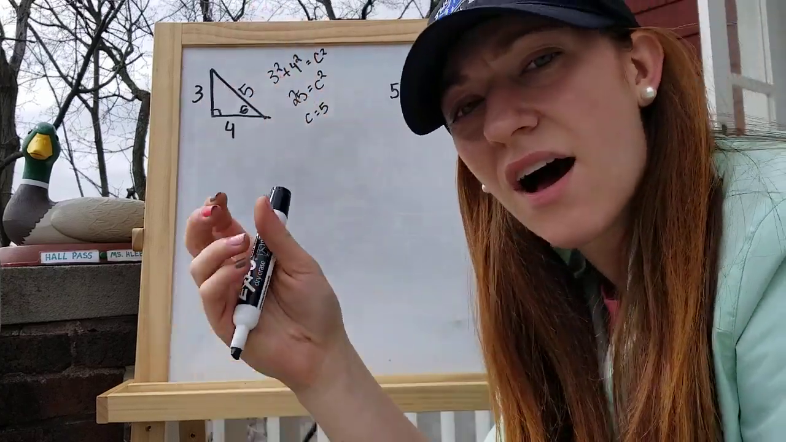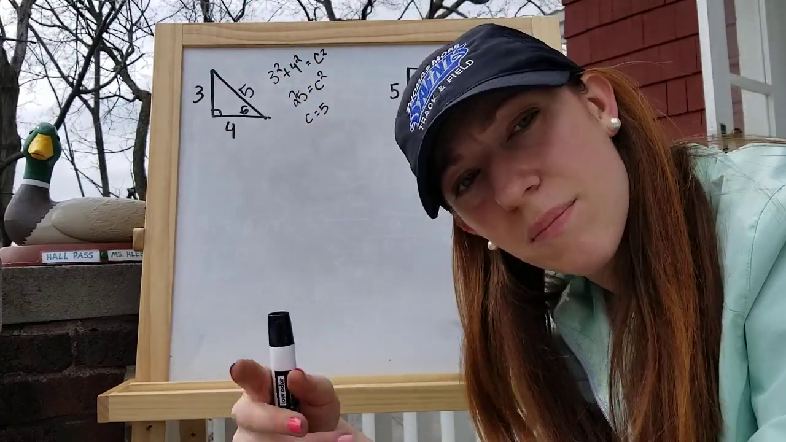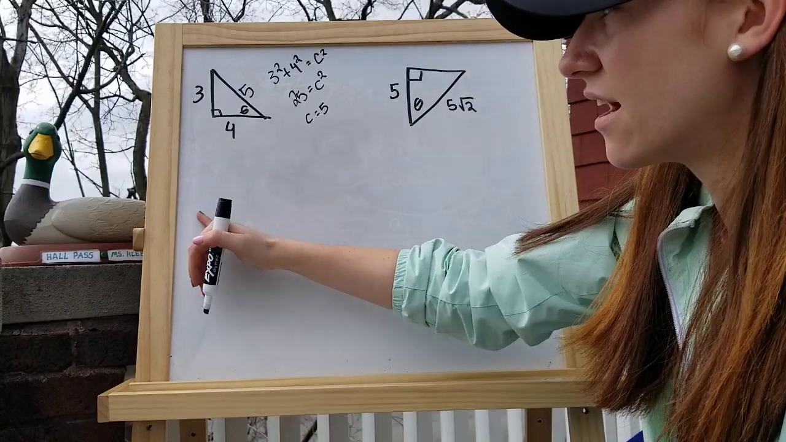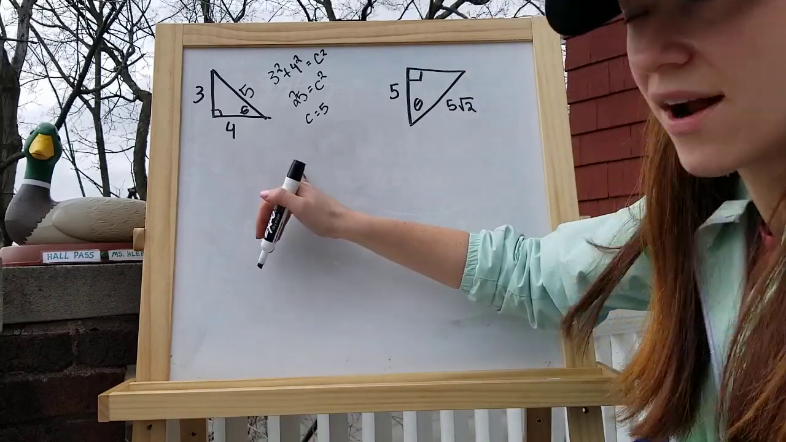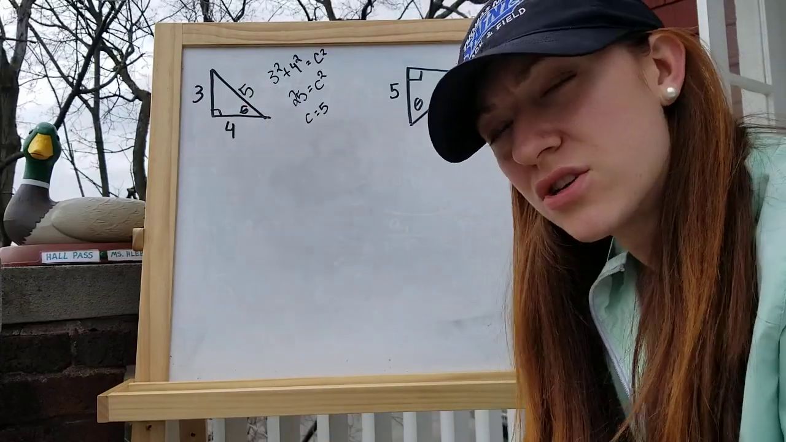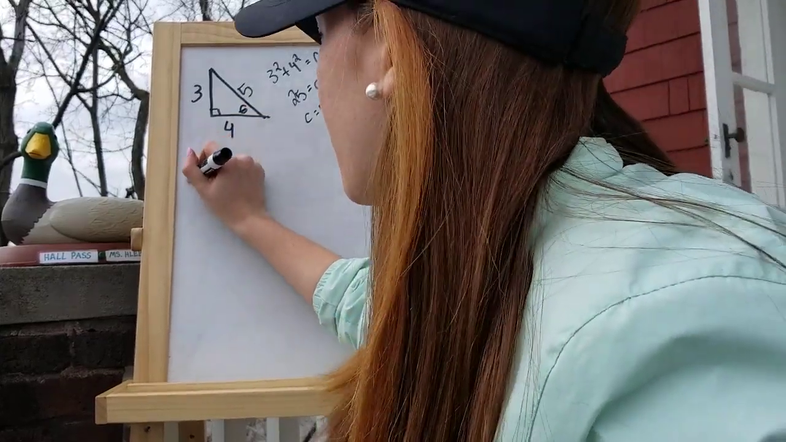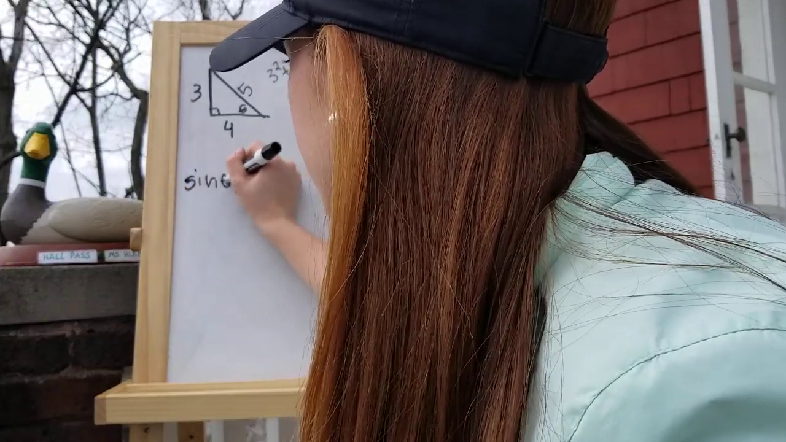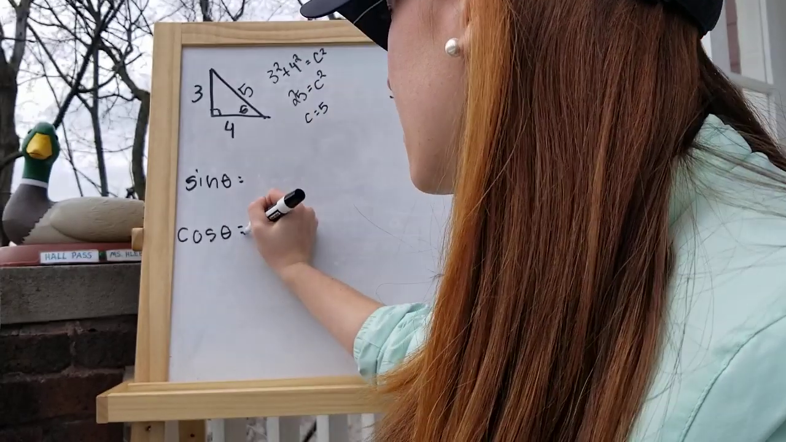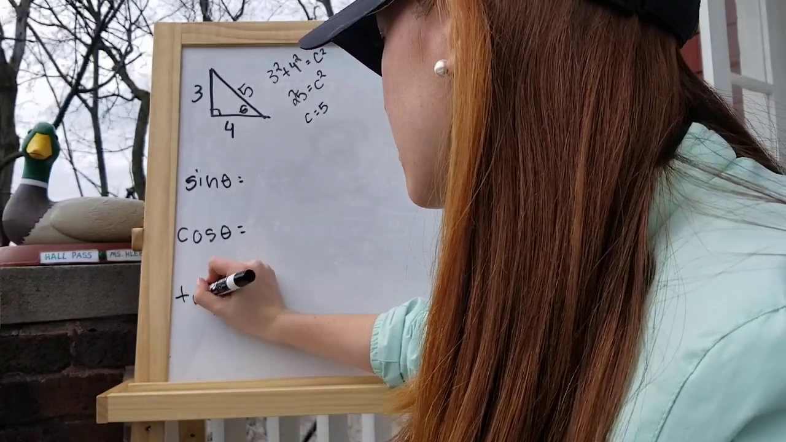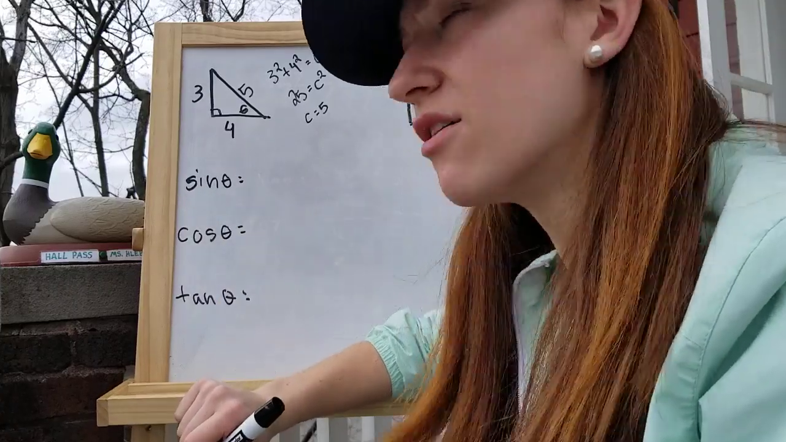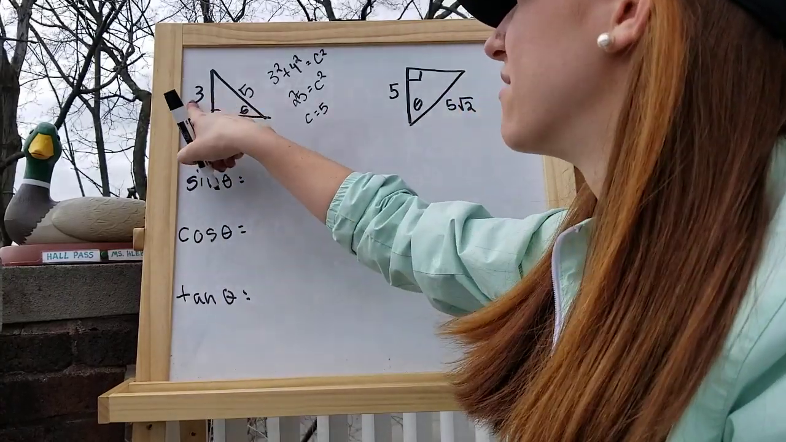Alright, so now I've got all 3 sides and I can set up all 6 of these ratios. So what I'm going to do is write out sine, cosine, and tangent, and then right next to them I'm going to write their corresponding reciprocal trig functions. So I've got the sine of theta, cosine of theta, and then the tangent of theta. Alright, so sine is opposite over hypotenuse, so opposite of that angle.